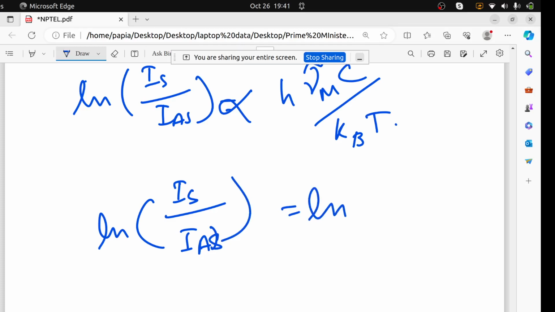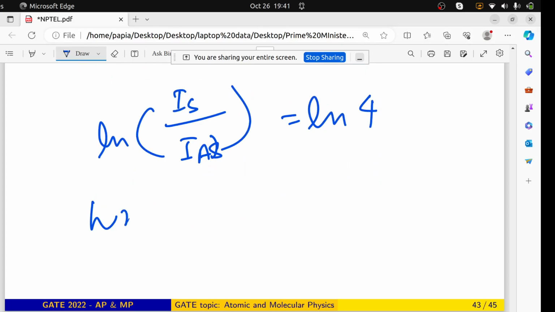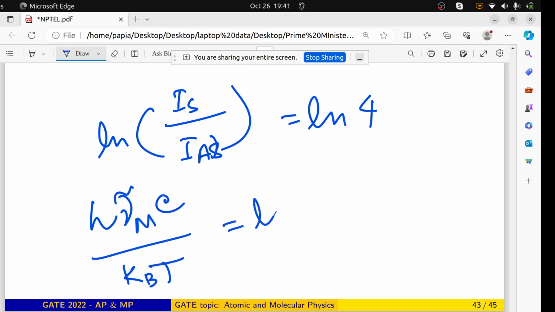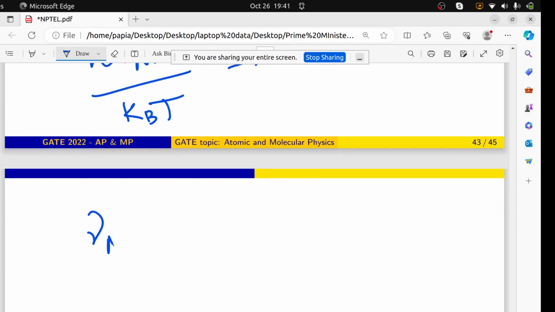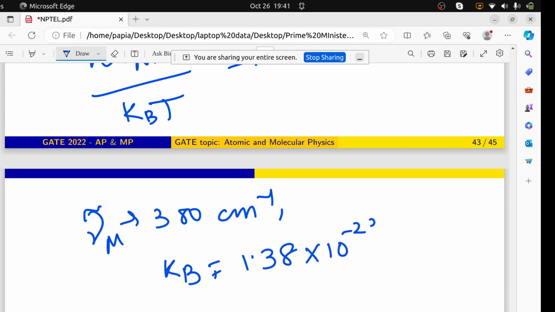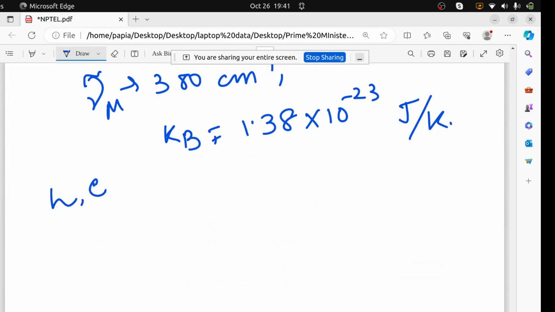Yes, this one will have the value ln 4. So h nu m tilde c divided by kB T is equal to ln 4. Now if I calculate a little bit more, we got the value of nu m tilde, which is 300 centimeter inverse. Now we also have the value of kB, which is 1.38 times 10 to the power minus 23 joule per Kelvin. Now I have also the value of h, I have the value of c. If I just put these values, then I can get the value of T.